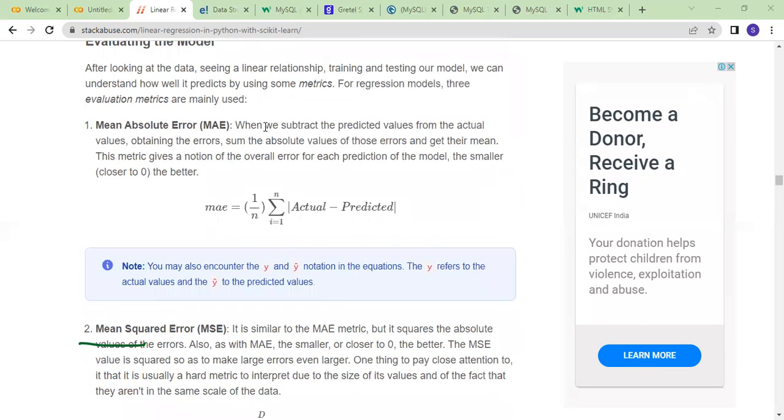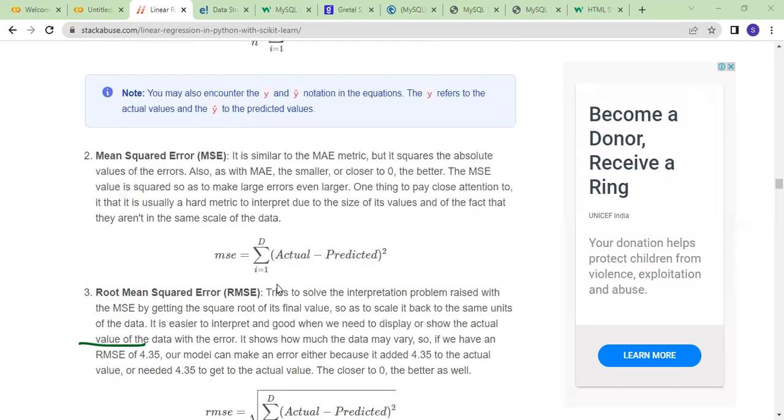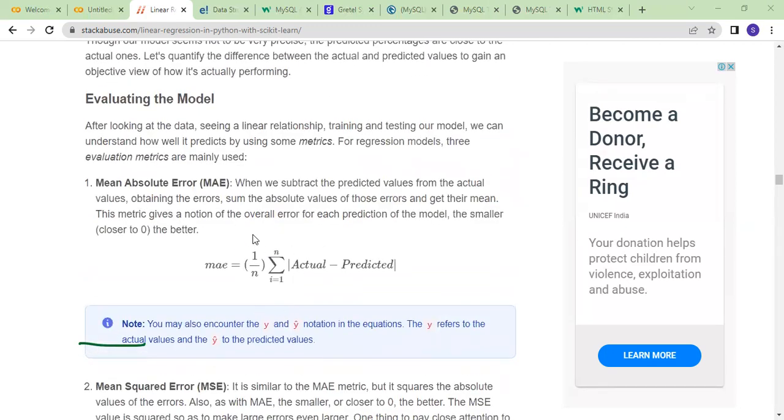The model is evaluated by three different techniques: the mean absolute error, the mean squared error, and the root mean squared error. Mean absolute error is the mod of the actual value minus the predicted value, summed from i equal to 1 to n, where n is the number of items, multiplied by 1 by n. So dividing by the total number of items, I get the mean value. I always take the absolute value since there is a modulus. This is the formula of the mean absolute error.